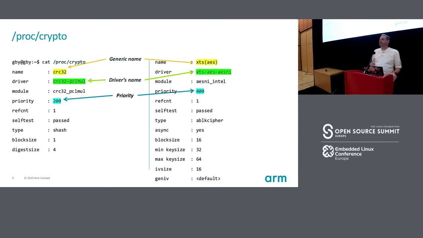Now, you might ask yourself, well, if I have more than one transformation provider providing the same service, say three of them providing AES in XTS mode, how does the kernel choose which one, and how do I even know which ones are available? The answer is that when each of these transformation providers registers itself with the kernel, it also registers a number, a priority, and the kernel simply picks the one with the highest priority as the one that will be fulfilling the specific request, assuming it matches, of course, the cipher and some other attributes.